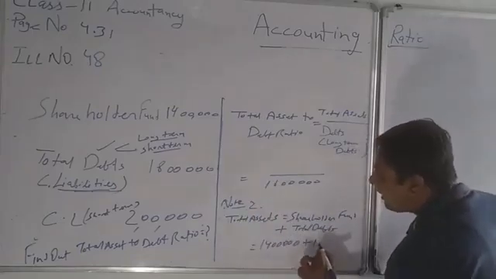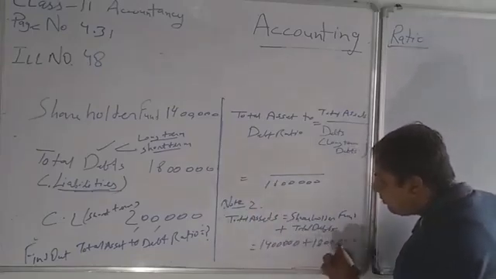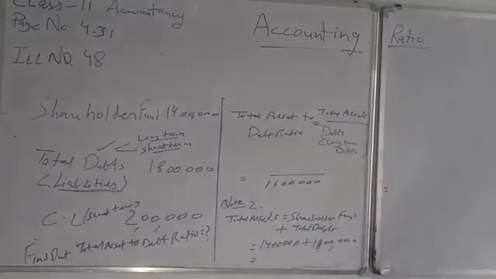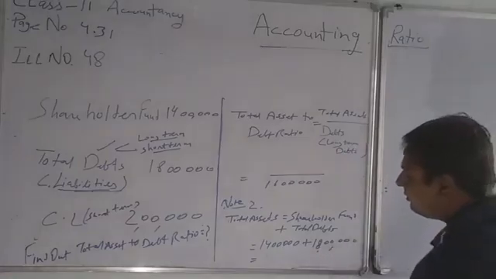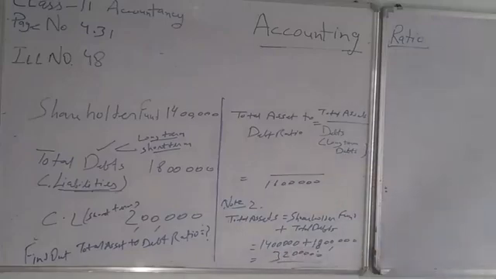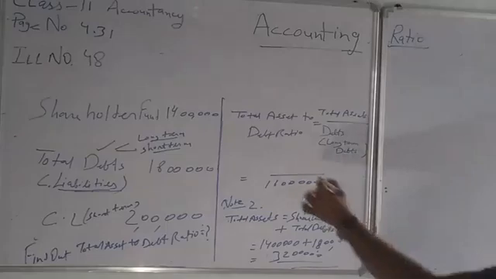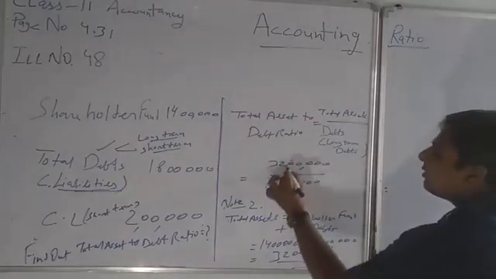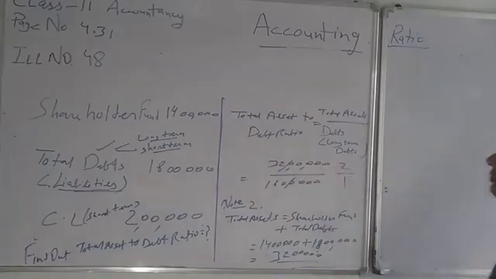So here 14 lakh plus 18 lakh, how much will it come? 32 lakh. So here I am writing total asset 32 lakh. 16 to the 32, 2:1. Got it by everyone? This question is to be understood.